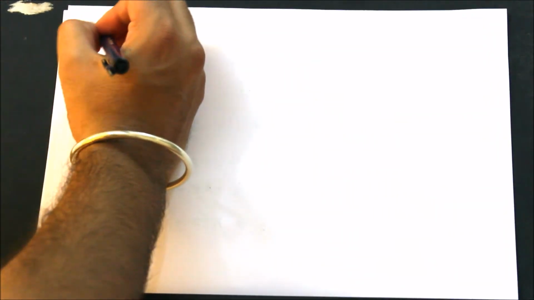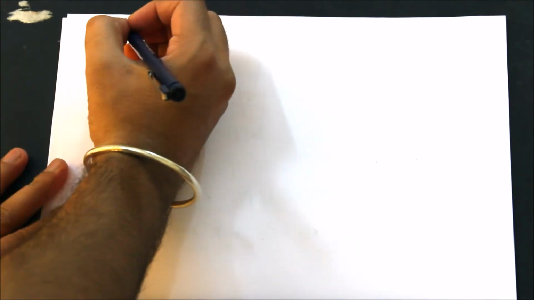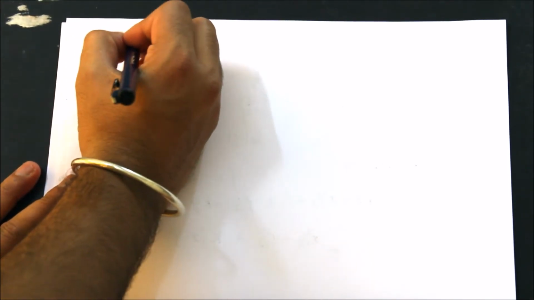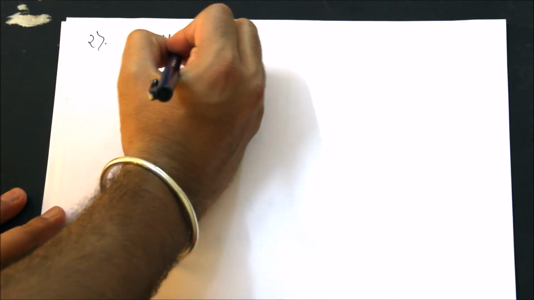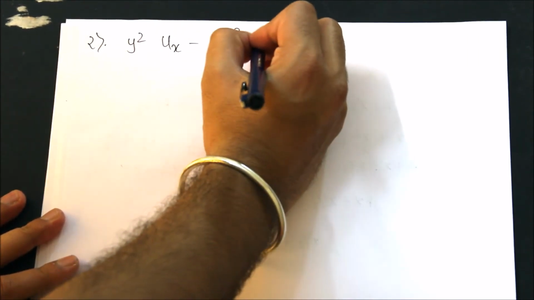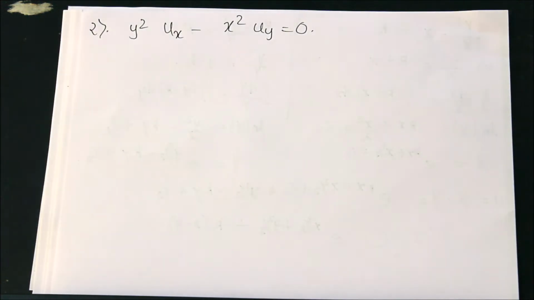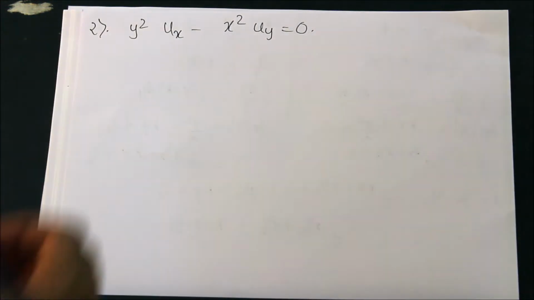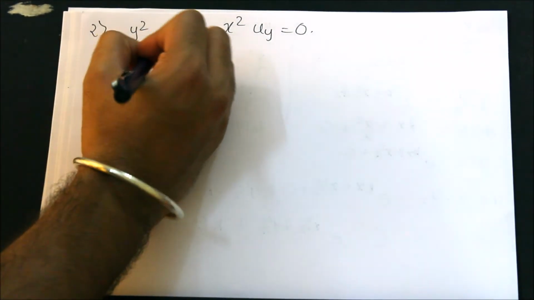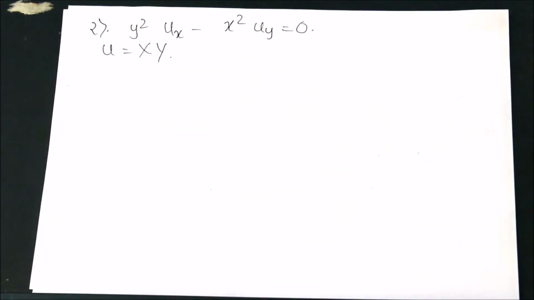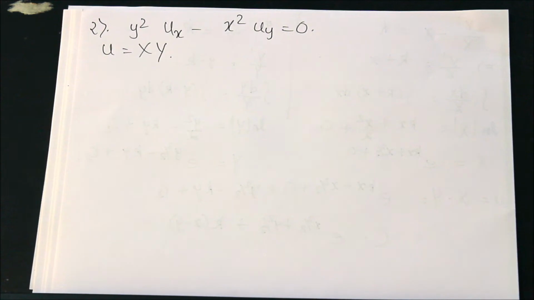So if I take second example as y² ux minus x² uy is equal to 0. As one can see, this is a first order linear homogeneous partial differential equation. Again you do the same thing. Suppose my u, which is the solution of the given differential equation, can be written as a product of two functions, where capital X is a function of x, capital Y is a function of y.